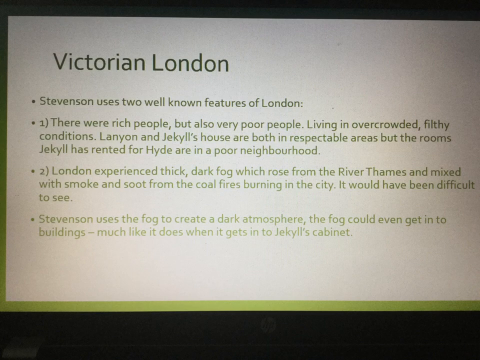London. Stevenson uses two well-known features of London. Number one, there were rich people, but also very poor people, living in overcrowded, filthy conditions. Lanyon and Jekyll's house are both in respectable areas, but the rooms Jekyll has rented for Hyde are in a poor neighbourhood. So straight away we have the duality of Jekyll shown in the building.